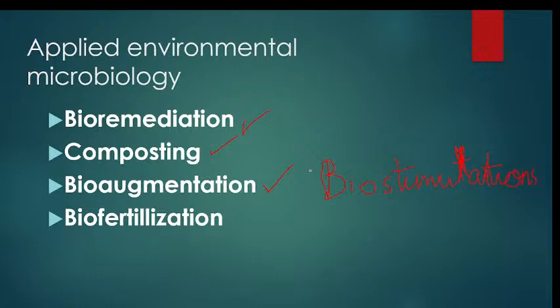Bioaugmentation means addition of more microbes into a specific area. For example, you have a particular area or a particular tank in which a pollutant is present, and you need to degrade it. At that place, there may be 10 microbes. This is actually hypothetical data. We will add 20 more microbes to that area, collected from another polluted area. Bioaugmentation means more microbes will be collected from another site and introduced into the specific site. That is known as bioaugmentation.